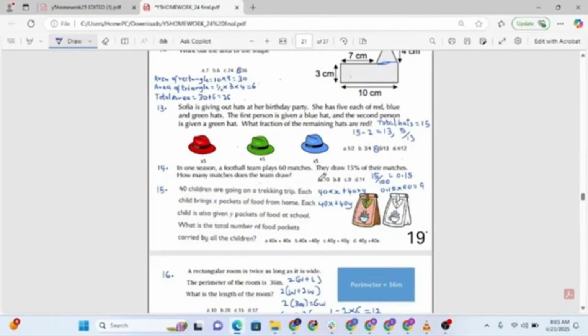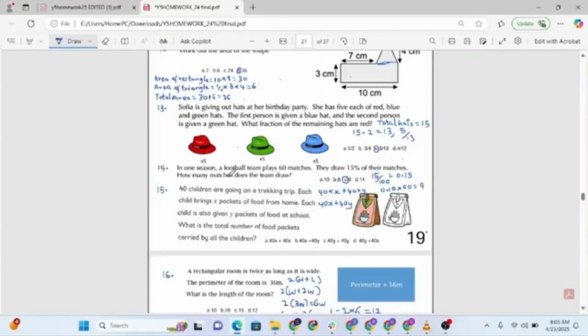Correct answer, 9 matches. Explanation. Convert 15% to a decimal. 15% equals 0.15. Multiply the total number of matches by this decimal. 60 matches times 0.15 equals 9 matches. Therefore, the team draws 9 matches in that season.